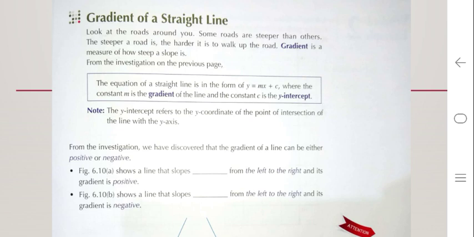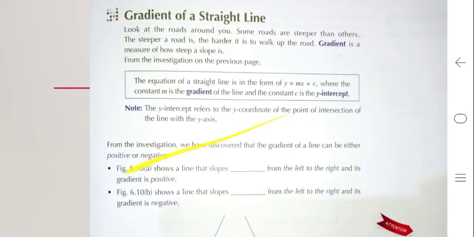Because it's too steep already, like this. Okay. So gradient is a measure of how steep a slope is. Generally, if the gradient is small, that means it's not that steep. For example, like this maybe. But if it's like this, very steep, then the gradient will be very large in number.